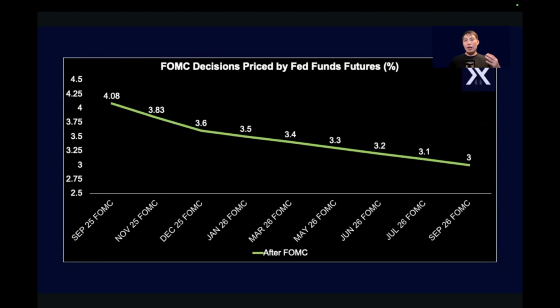And this is where the market is landing right now for the FOMC decisions. So we track the market pricing for each of the meetings using the Fed funds futures. For now, the market expects that by this time next year, we're going to see the Fed funds rate dropping to around 3% or even below.